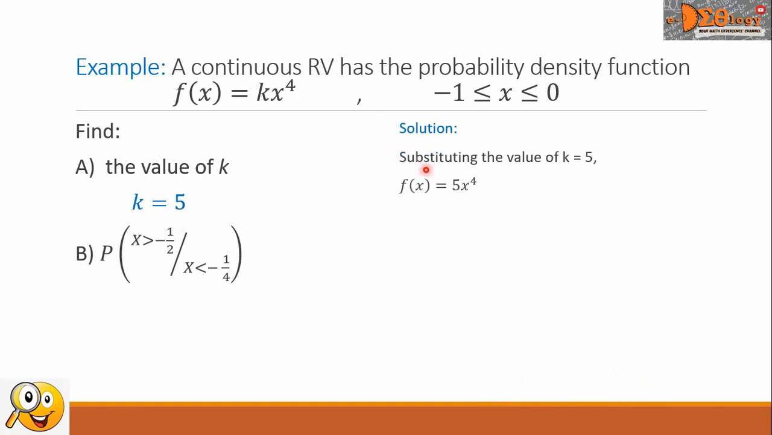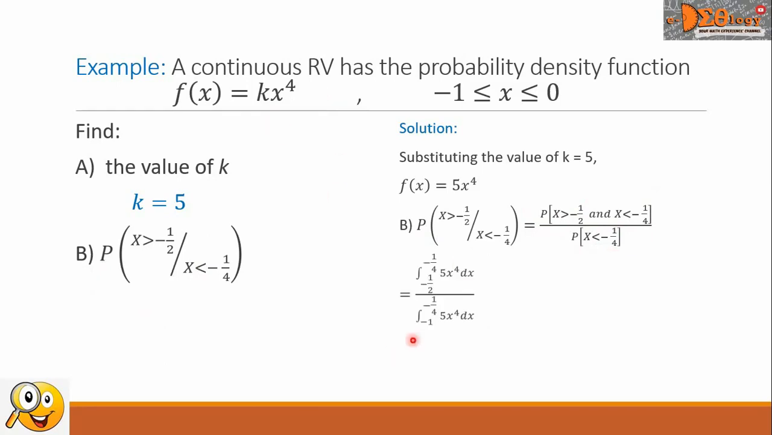Now, let us substitute the value of k equals 5 to this function. So we have now f of x equals 5x raised to 4. Solving for b, this is a conditional probability. So this is equal to the probability of x greater than negative 1/2 and x less than negative 1/4 all over the probability of x less than negative 1/4.